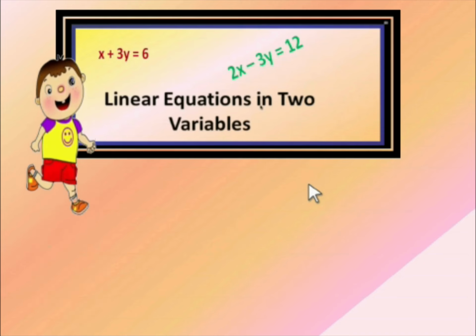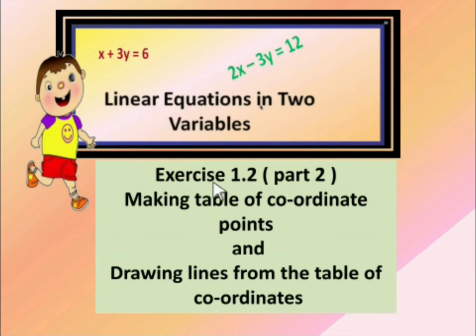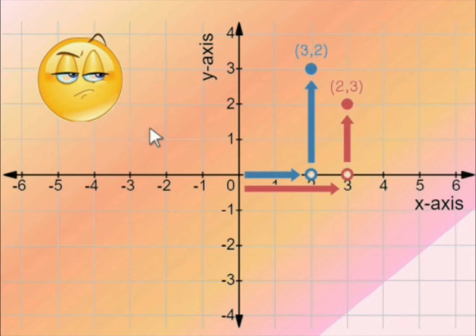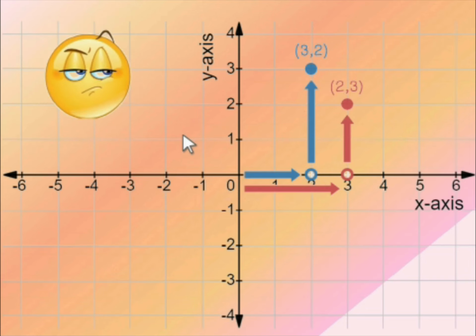So today's topic is very interesting. You will enjoy it. It is exercise 1.2 part 2, where you will be learning how to make a table of coordinate points and how to draw a line from the table of coordinates. Now, this is what we have learned in the first part. I'll revise it because you will be wondering what it was. You can always go to my channel and see it once again.